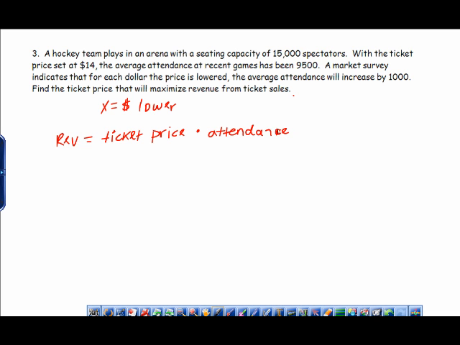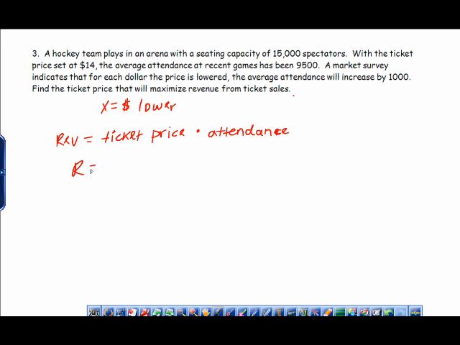Okay, so however much the tickets cost times the number of tickets, that is the revenue. Not necessarily profit, but how much money is coming in. If you have questions about that, please bring them to class. Okay, so the ticket price right now is set at 14, but if I lower it, I'm going to be subtracting however many dollars I lower.